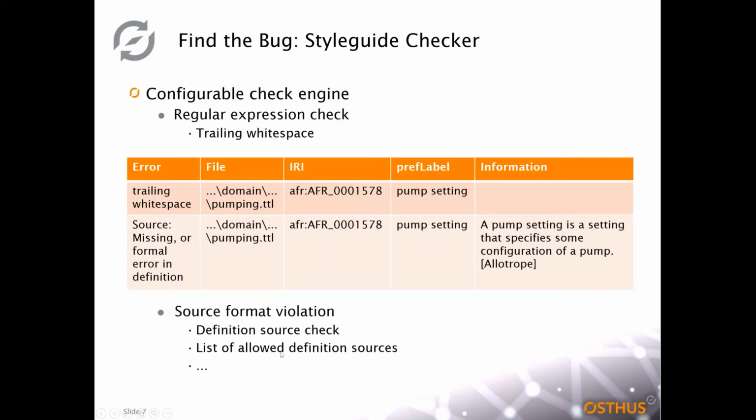And we also keep a list of allowed definition sources. So once I fix the additional white space, I will get a different error, not for this entity because Allotrope is obviously allowed, but if I would put something in there where it would be a copyright violation to use the definition, then it would flag this up.